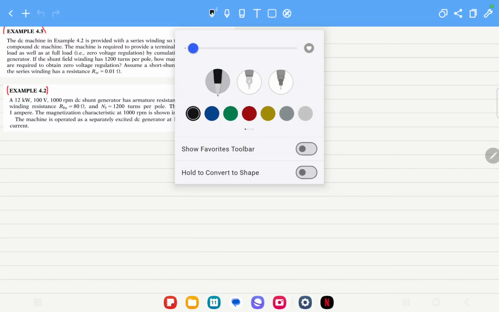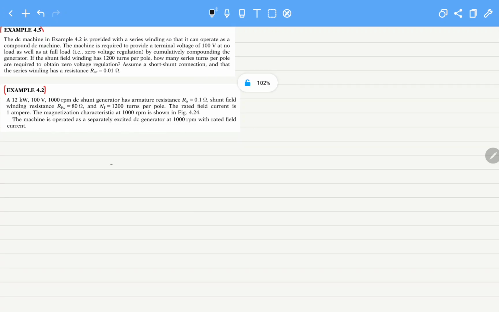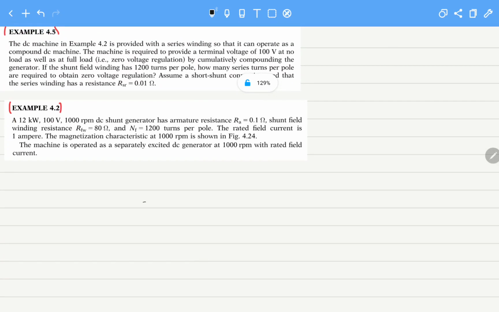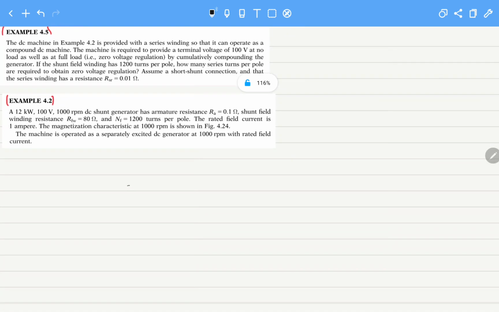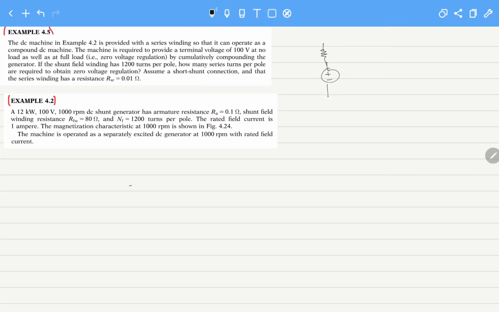Okay, so this question is about a DC machine similar to the one given to us in example 4.2, but it has a series winding. So we have a DC shunt generator which now has a series winding, so it becomes a cumulatively compounded DC generator. So, what is a cumulatively compounded DC generator? And it is actually a short shunt connection compounded generator.